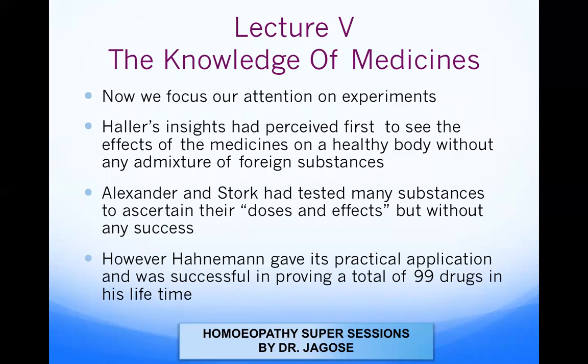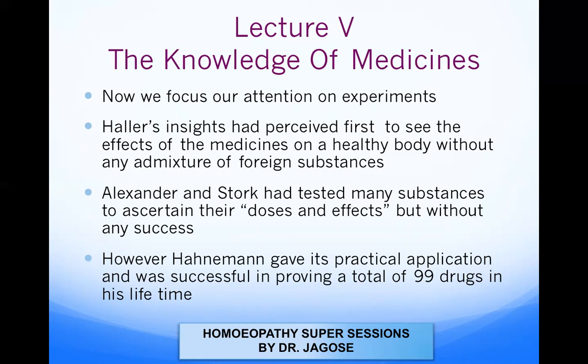Haller's insight was to see first the effects of medicine on a healthy body without any admixture of foreign substances. So as you all know, Albrecht von Haller was the first person to discover the theory of drug proving, but he did not give any practical interpretation. It was Hahnemann who took Haller's point and gave its practical interpretation. So therefore, Haller was the first to see the effects of medicine on a healthy body without the admixture of any foreign substance. That means a single simple medicine had to be given for the process of drug proving.